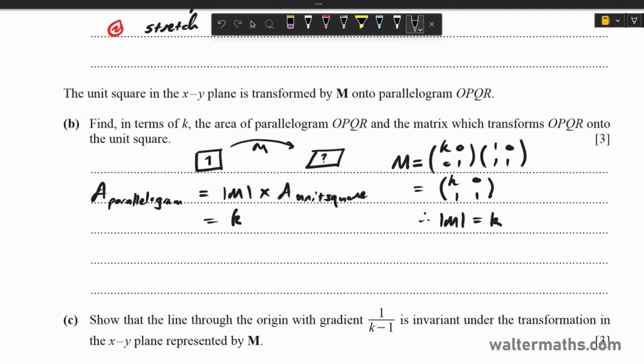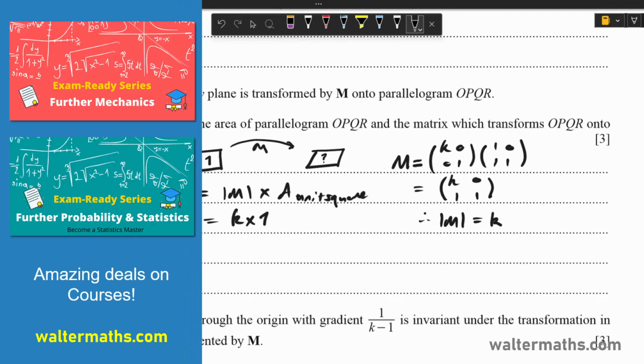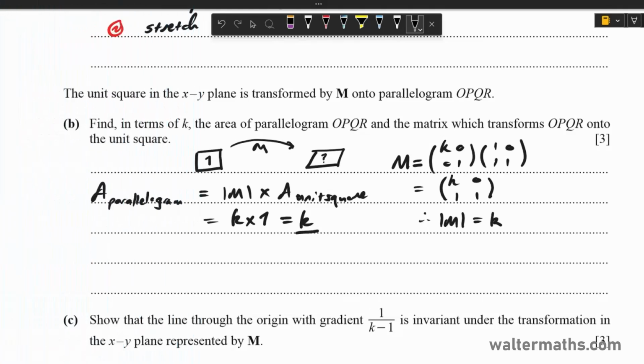So that's K times the unit square, which always has an area of 1, like we said, so K. So basically K is the answer. That's the area of the parallelogram.